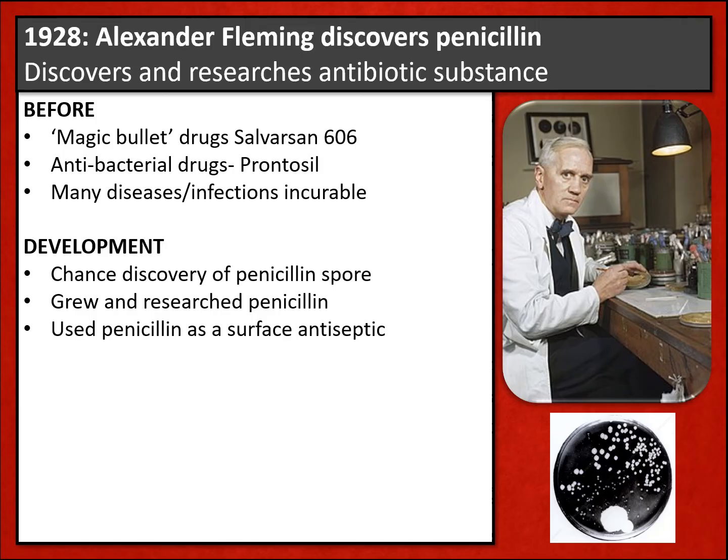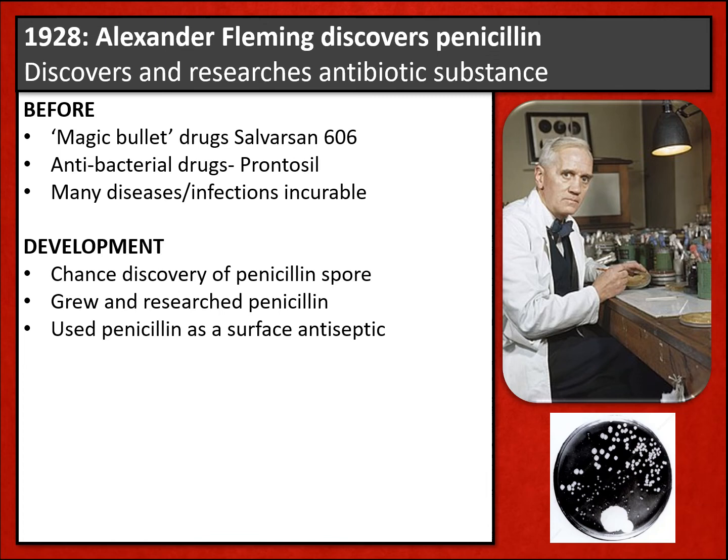And then what happened is that Fleming noticed that the bacteria that he was working on were countered by the penicillin. You can see this happening in the picture at the bottom. So Fleming noticed this and then started to research the properties of penicillin. And he found that it was effective in countering a whole range of bacteria.